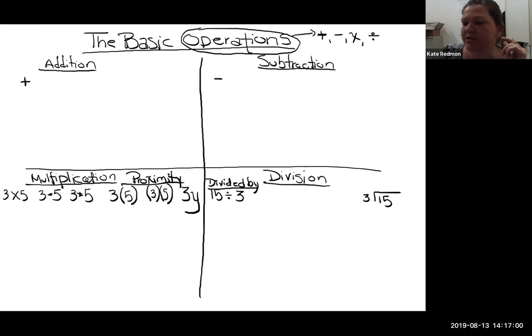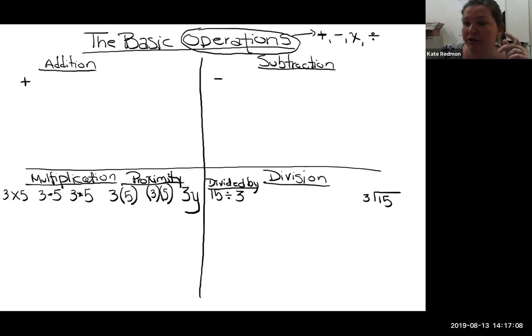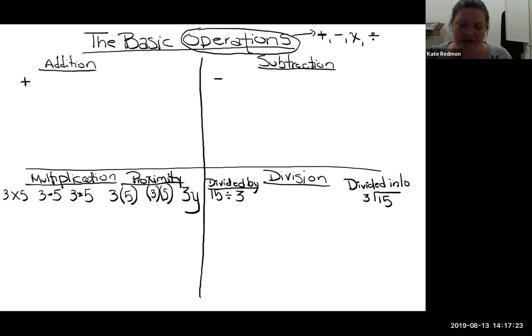This does not say 3 divided by 15. Do you know what this says? 15 divided by 3. It is 15 divided by 3. It is equivalent to 15 divided by 3. However, if I were reading the 3 first, I would actually say divided into. So dividing into is different than dividing by. Okay, dividing into is how we would do our scratch work for long division. But this symbol up here is a divided by symbol.